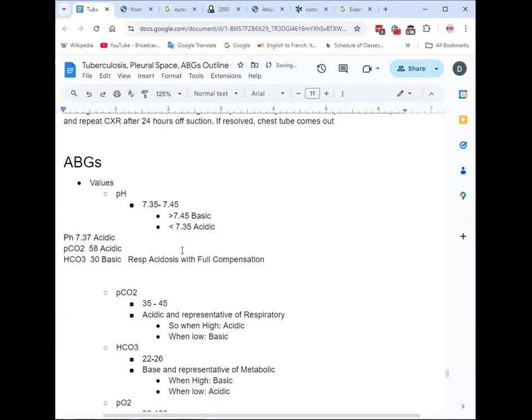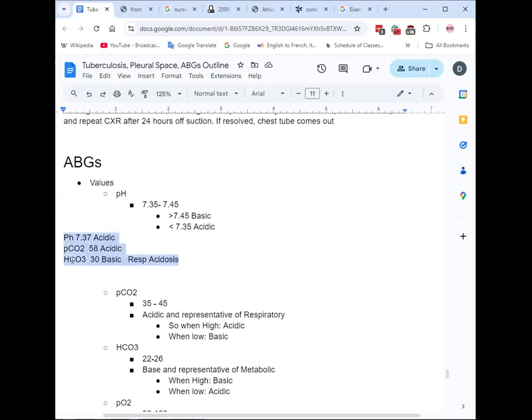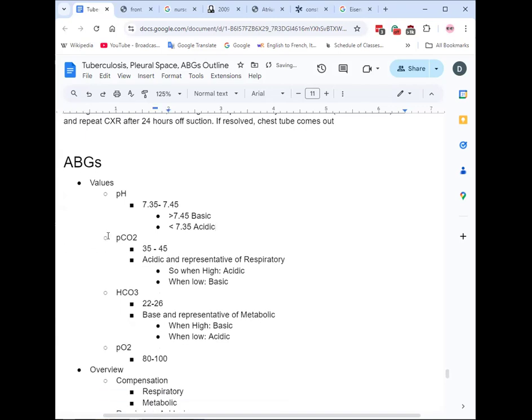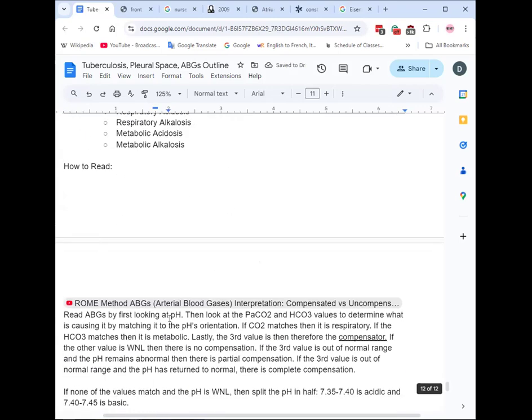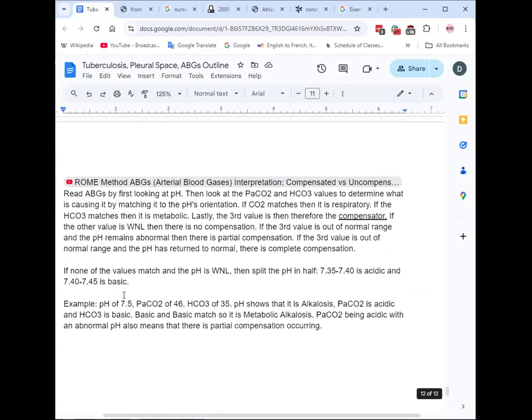But for now, if I recall, 232 doesn't even ask you for the compensation. It just wants to know if it's respiratory or metabolic, or acidosis or alkalosis. So you don't really need to know much more than that. And I don't recall it asking on interventions or anything either. So it really is just interpretation. So I would recommend watching some videos because they do a lot of basic stuff here. Otherwise, this is the explanation I wrote out. If it helps you, cool. If it doesn't, try looking at the ROME method.